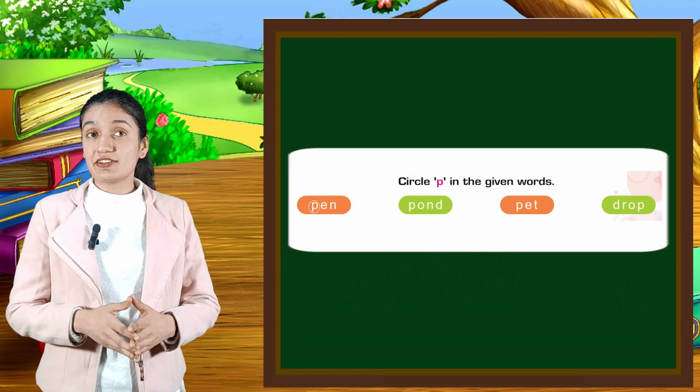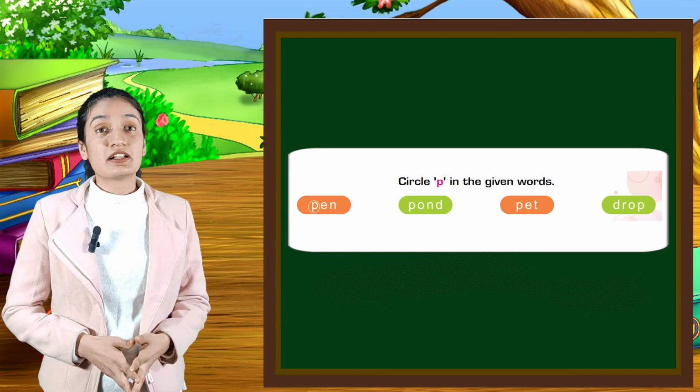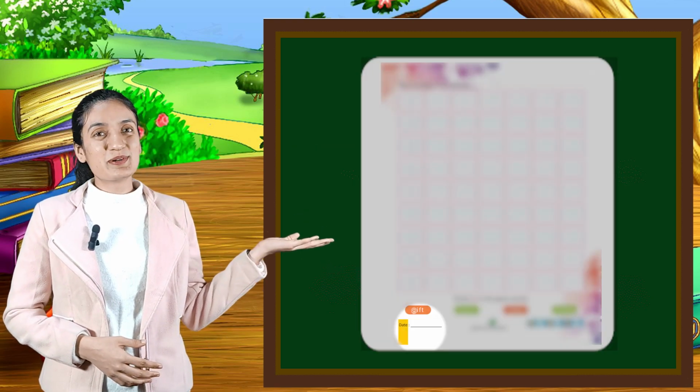Circle P in the given words. Pen, pond, pet, drop. Find P and circle it. Mention the date in your notebook.